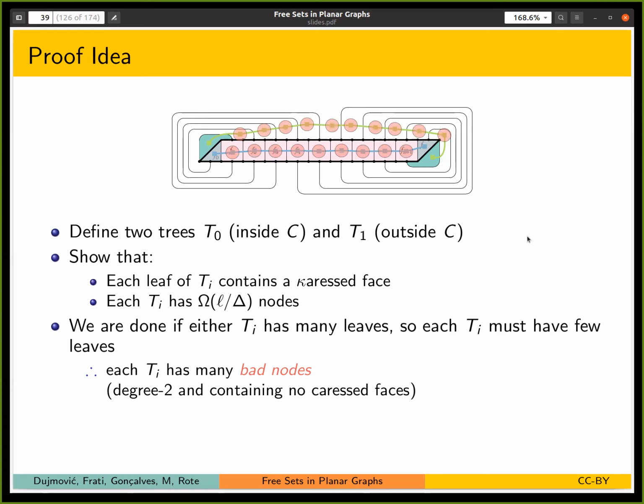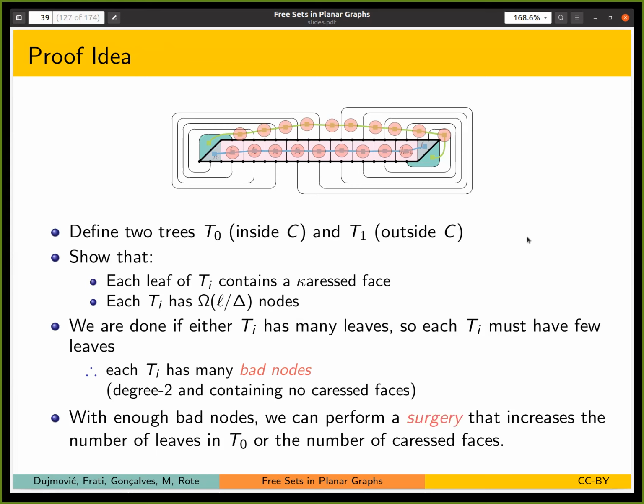Okay. All right. So there's the last step, and I think this is the clever idea: if you have enough bad nodes like this, you'll be able to perform a surgery that increases the number of leaves, or increases the number of crest faces, to get a different cycle. All right. So first, defining the two trees.